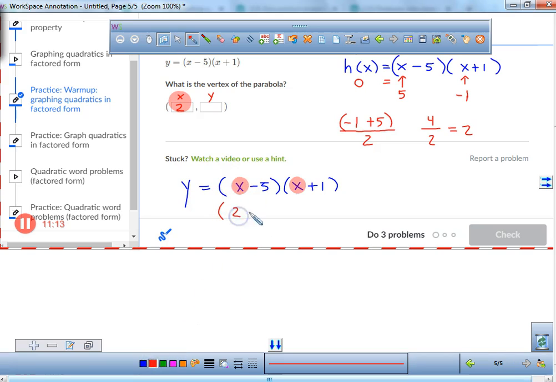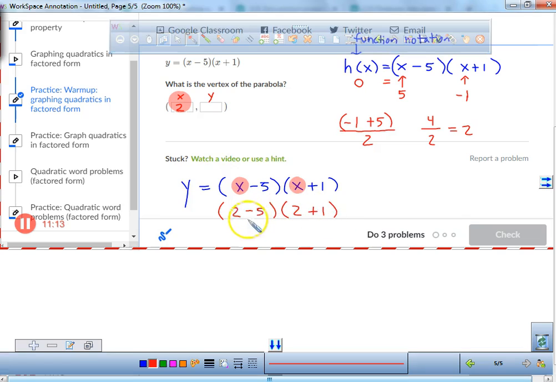I have 2 minus 5, and I have 2 plus 1. -3. You're right, -3 and 3. So what is -3 times 3? That lets me know what my y value is. So once I found my x value, what do I need to do? Plug my x value back in, and what does that give me? My y value. So my vertex is at 2 and -9.